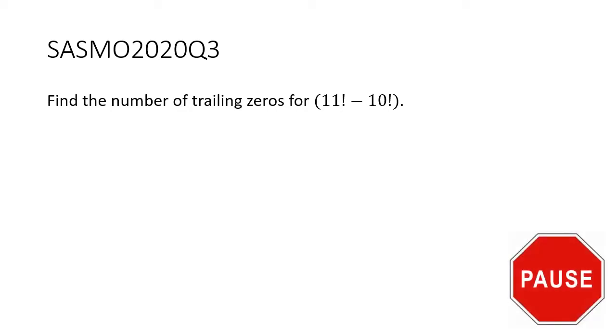Question number 3. Find the number of trailing zeros for 11 factorial minus 10 factorial. Pause the video here and give this question a good try. So for 11 factorial minus 10 factorial, we can factorize out 10 factorial, leaving us 11 minus 1 in the brackets, and that's just 10. So we just need to count the trailing zeros for 10 factorial and 10.